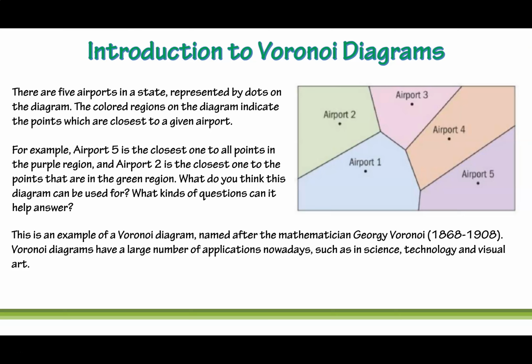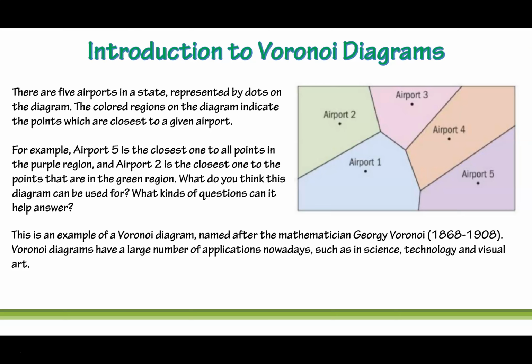Let's take a look at this slide here. It says there are 5 airports in the state represented by dots on the diagram. The colored regions on the diagram indicate the points which are closest to a given airport. Think of it kind of like you got the world's worst roommate, and you put a line on the floor to separate it, except it's not one roommate. It's like multiple roommates. And you got to come up with a fair, equitable, reasonable, agreed upon border between them. So it needs to be just as far apart from one another.